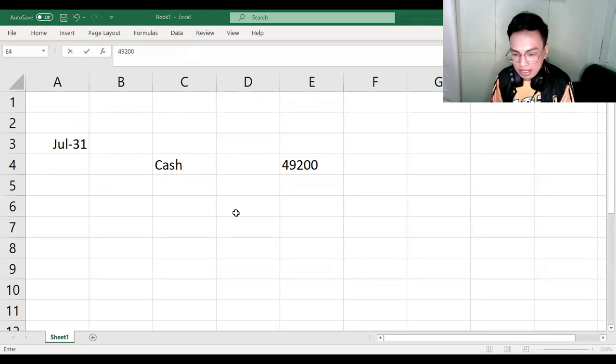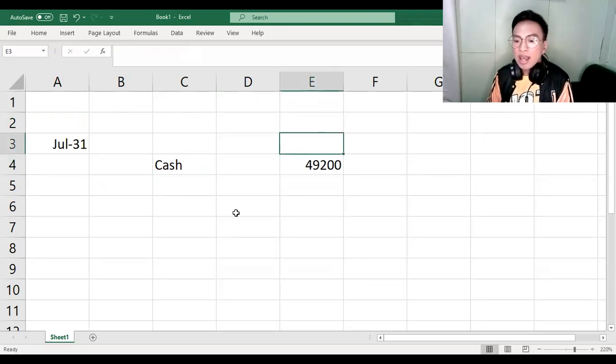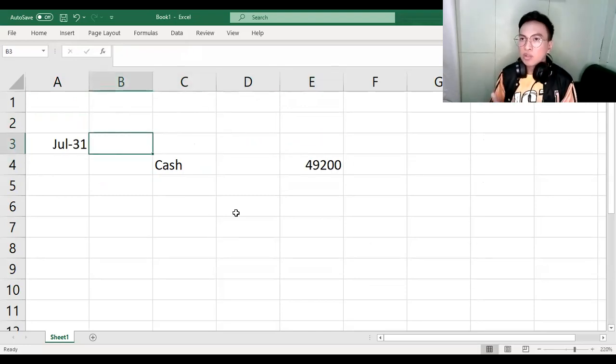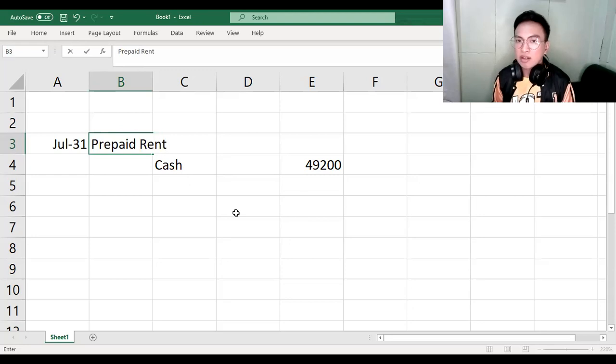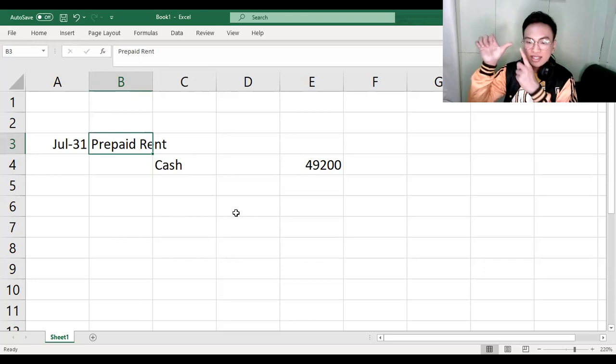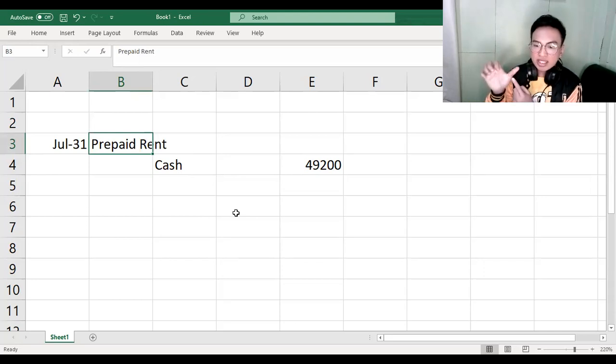49,200 na ba? Yes, 49,200. And what we receive is not inexpensive because we haven't yet used the space provided to us by our landlord. So, we call it prepaid rent. Right? Ano ulit si prepaid rent? Yan. It's an asset. Also, your cash is an asset.